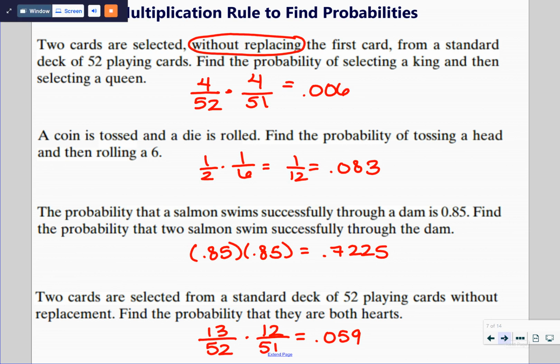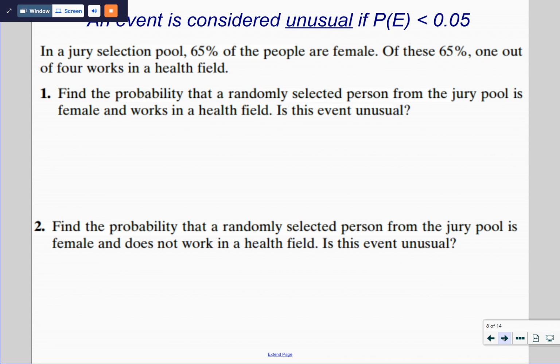Last slide, and this might come up in the 3-1 homework, I think somebody told me. We talked about unusual events with standard deviation in the last chapter. If a data value was more than 2 standard deviations from the mean, it was considered unusual. Probabilities are considered unusual if they are less than 5%, so below 0.05. If they're greater than 5%, they're not considered unusual. Unusual and unlikely are words that we use kind of interchangeably here.